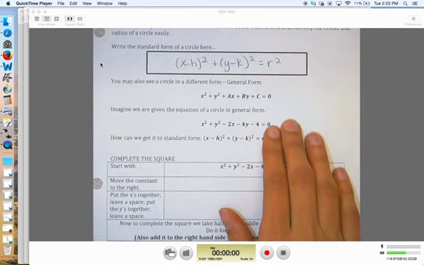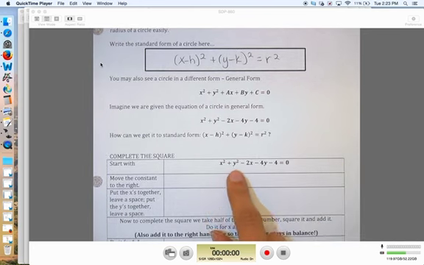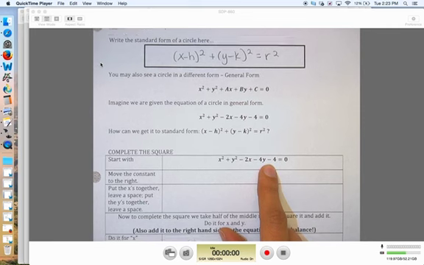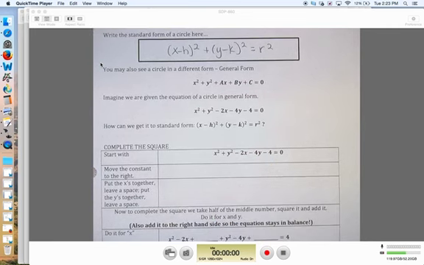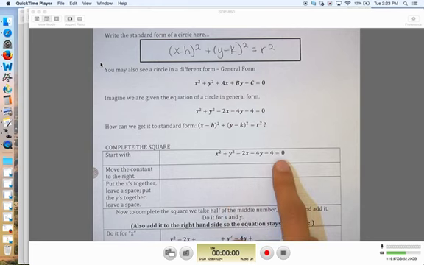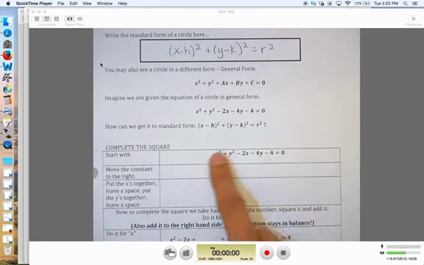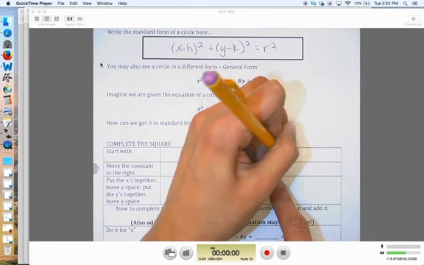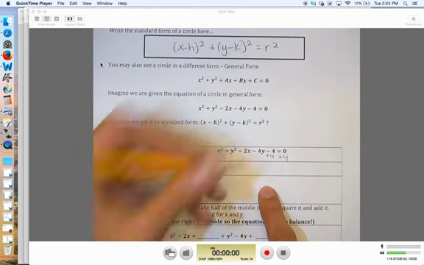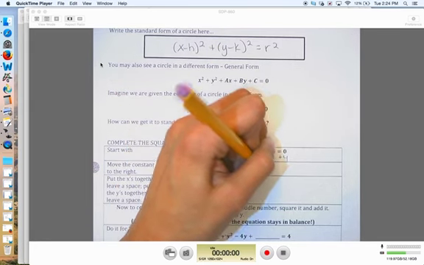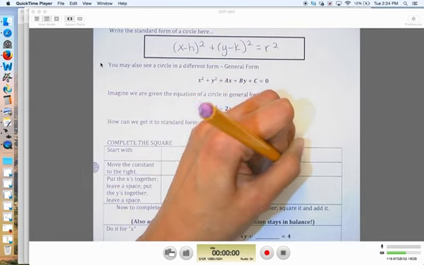This is the equation that we're going to use: x squared plus y squared minus 2x minus 4y minus 4 equals 0. The first step is to move the constant to the right. The constant is the number that is not attached to a variable, which is -4. So we're going to add 4 to both sides, leaving us with x squared plus y squared minus 2x minus 4y equals 4.